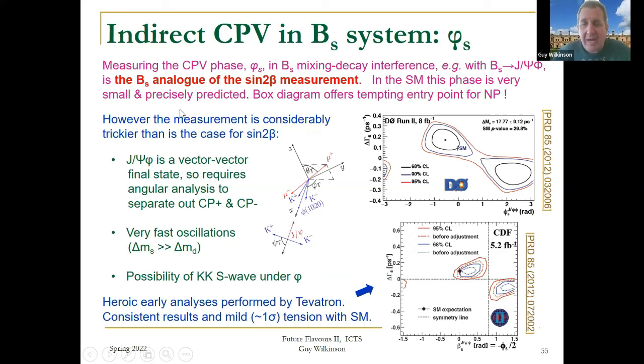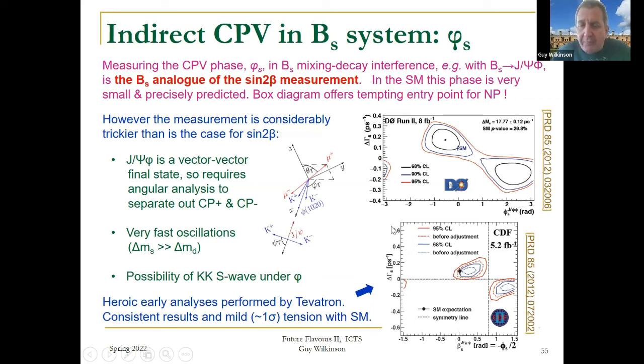So this was very interesting and very stimulating when the LHC turned on. You might notice in these plots, the horizontal axis here is this phi s. D0 measure phi s and CDF plot beta s. So there's a factor of minus a half difference. So the signs are swapped.